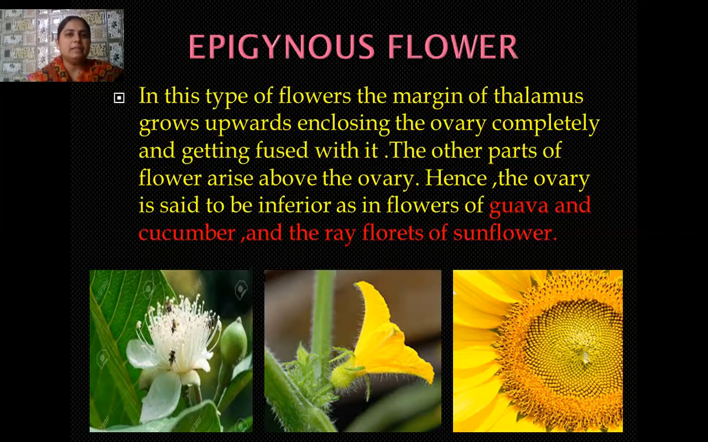Hence the ovary is said to be an inferior ovary, and this type of flower is found in guava. First is the picture of guava, second is cucumber, and third is the ray florets of sunflower. In the sunflower, two types of floral appendages are there, ray florets and disc florets. Here the ray florets of sunflower are an example of the epigynous flower.